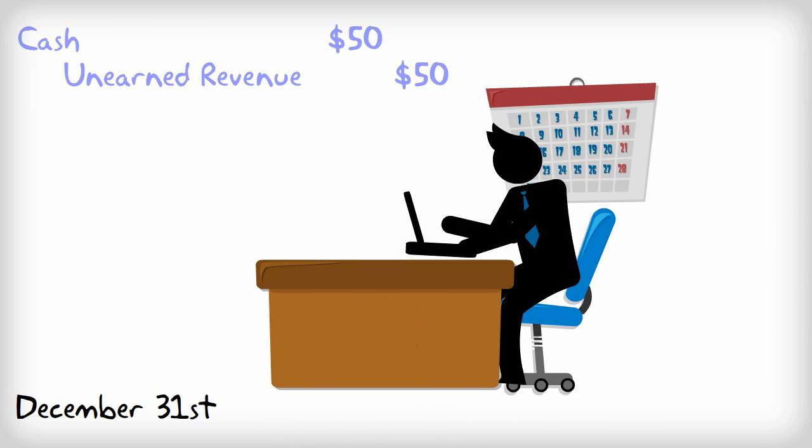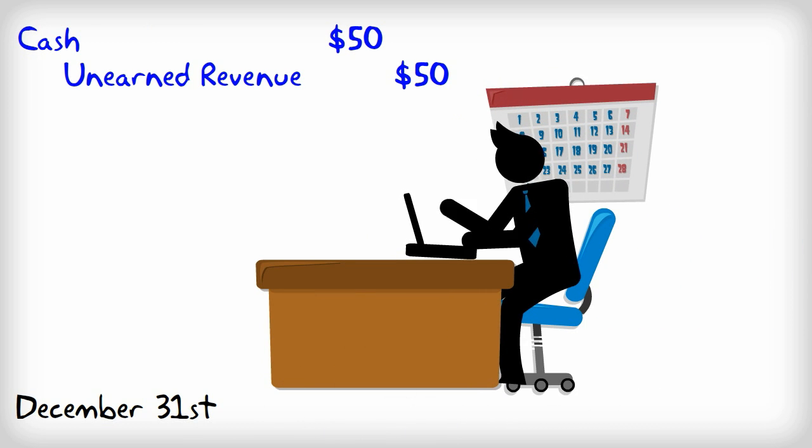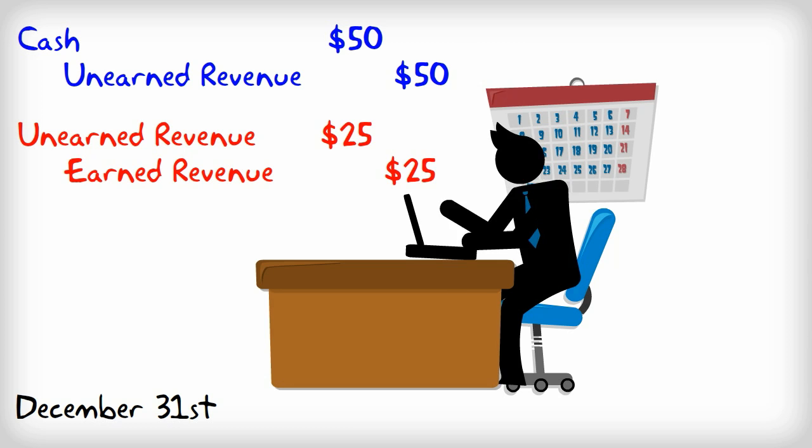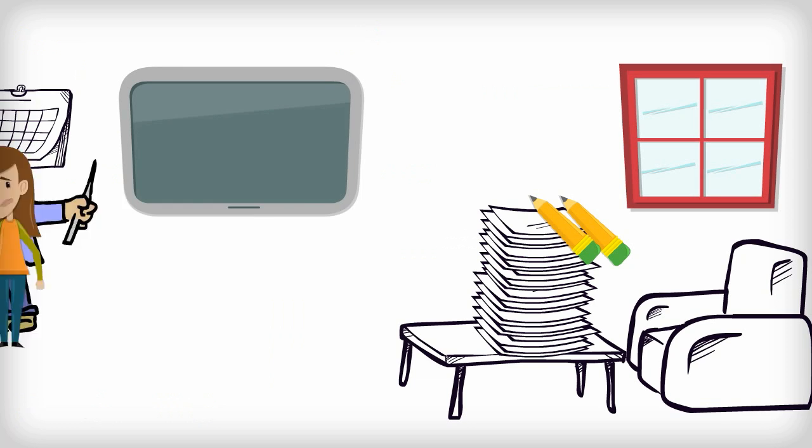On December 31st, we need to close our financial statements. We have provided some tutoring to the girl, about half of the classes. Your accountant tells you that we need to adjust the accounts. Now we have earned half of the unearned revenue, which means we do not owe the girl classes worth of $50 anymore. So we have to reduce the unearned revenue account by $25. Therefore, this is the journal entry.